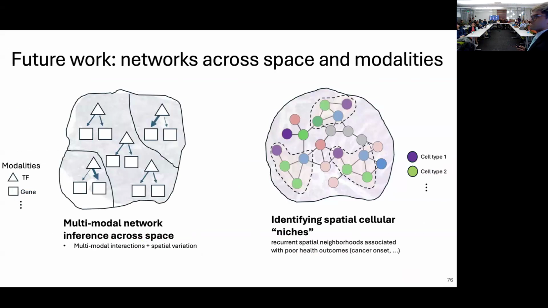To give some very concrete directions, one set of problems I'm quite interested in is understanding interactions across space and using different modalities. For example, can you infer multimodal networks both inside individual cells and across entire tissue? And using these new multimodal technologies, can you also identify subnetworks, so-called niches, that are regions of space that occur throughout a tissue and are associated with poor health outcomes like cancer onset?